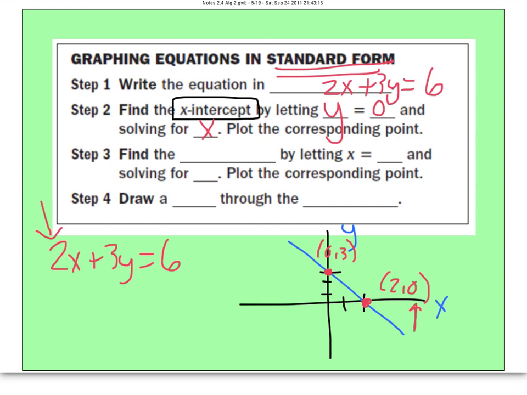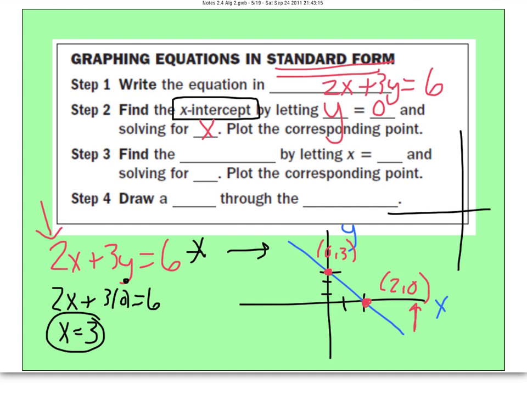So in this case for step 2, to find the x-intercept, I would set y equal to 0 here. So I'd have 2x plus 3 times 0 equals 6, and you would solve. If you solve this, you're going to get 3. Again, this equation does not necessarily match this graph. So for this new line, I'm going to get ready to sketch this one. The x-intercept happens at 3, so I'm going to go to x at 3 and plot a point.